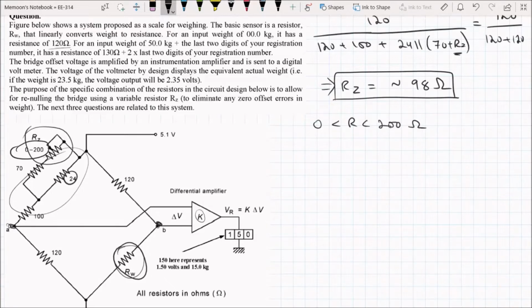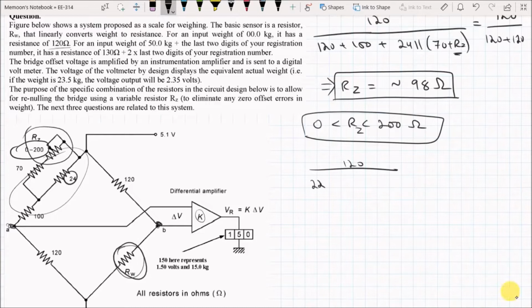So we'll find out that range of Rw by putting once Rz equal to 0 and then Rz equal to 200. We'll find the values at both the boundary conditions. So let's find out. 120 over 220 plus 24 parallel to 70 should be equal to x over x plus 120, which gives us x equal to approximately 122 ohms, that is equal to Rw max.